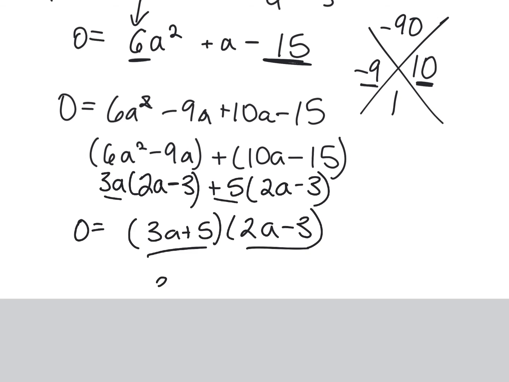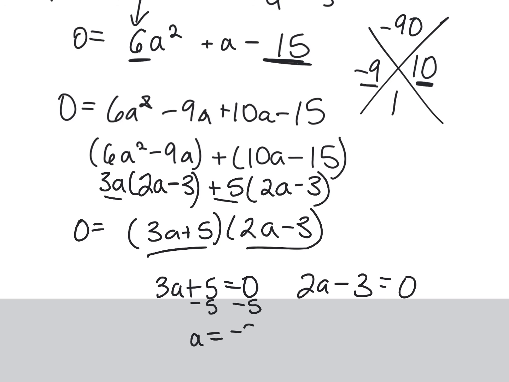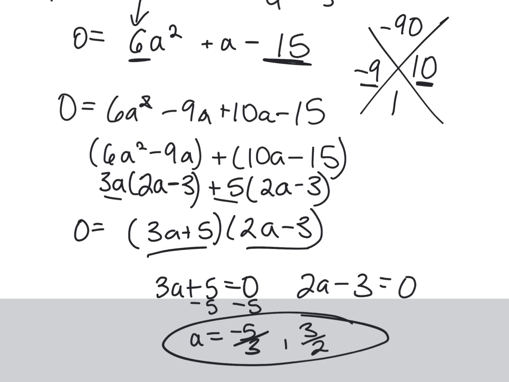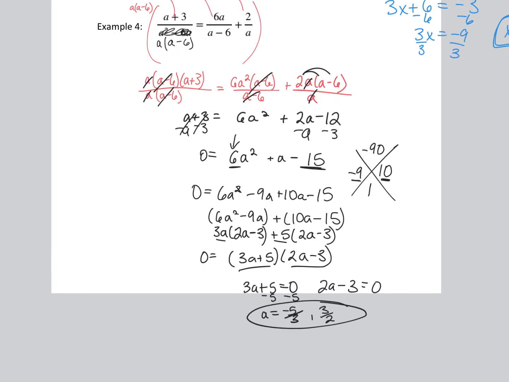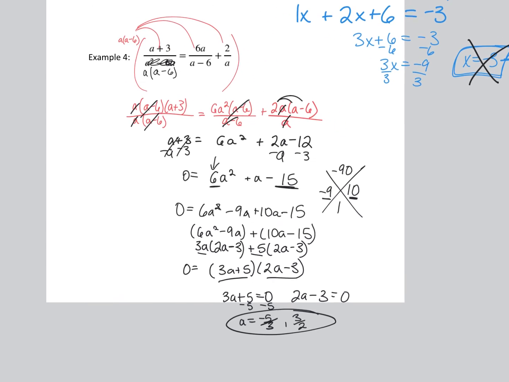Lastly, we've got to break them apart. So 3a plus 5 equals 0, 2a minus 3 equals 0. On the first one, we subtract 5 and then divide by 3, so it'd be negative 5/3. On the second one, add 3 and then divide by 2, so it'd be a equals 3/2. And then we go plug them back in. They both work. Okay, that one was a lot more work.